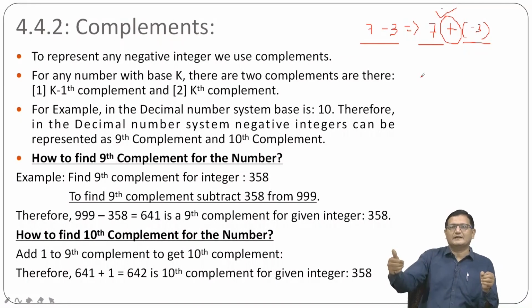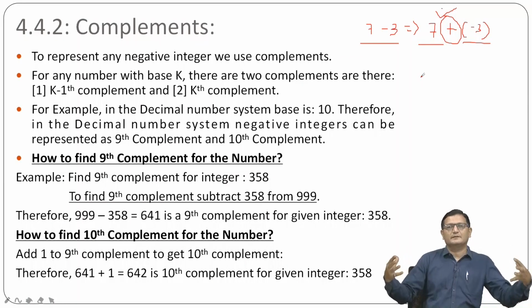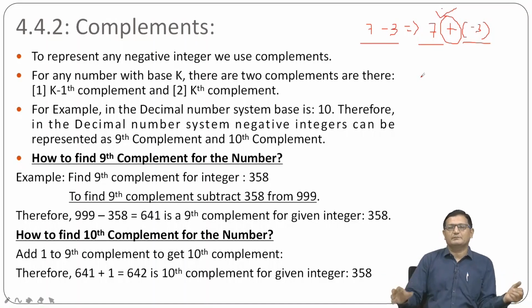So, minus 3 is one number, 7 is another number, and the computer wants to add both numbers. So, the question is how we can represent these negative numbers. Obviously, to represent a negative number in the computer system, we are using complements, right. Now, how many types of complements are there?